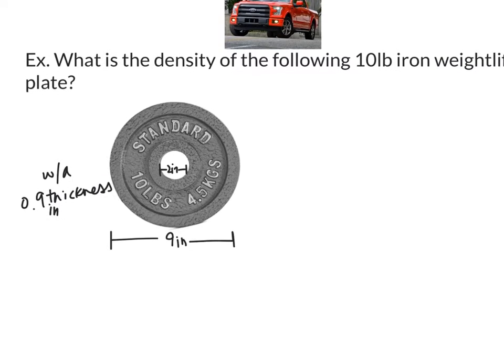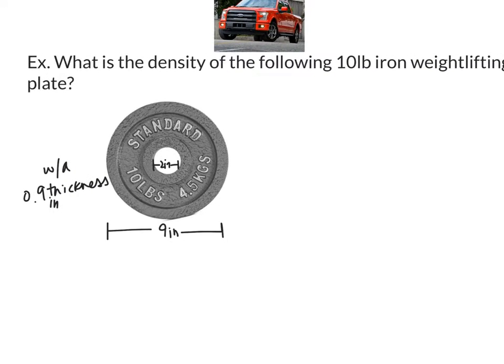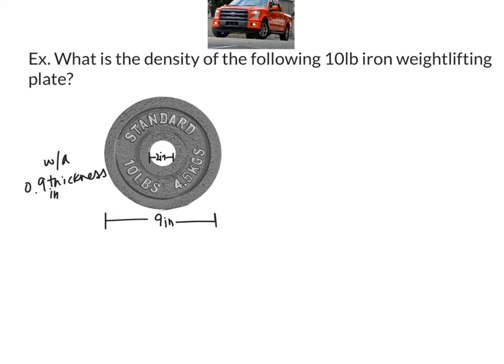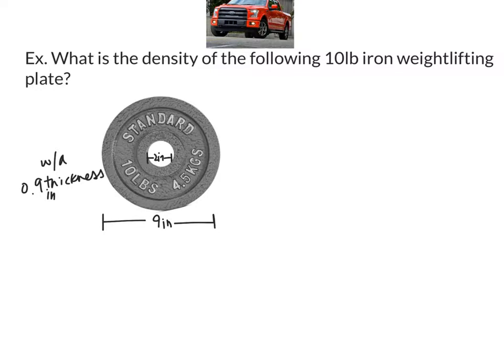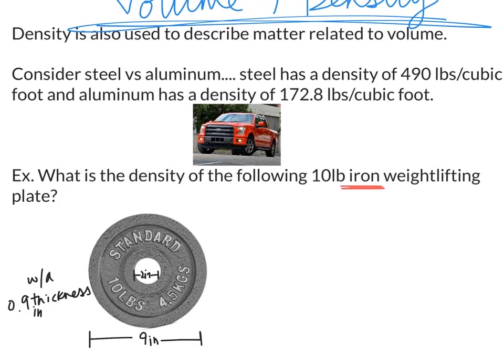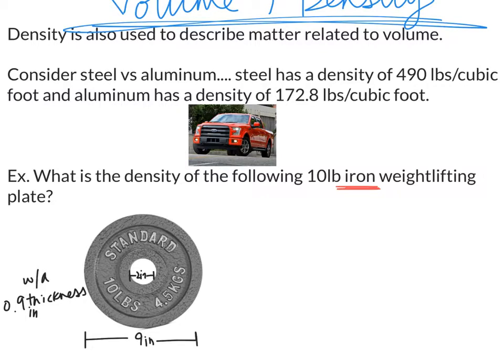We're going to calculate the density of a 10-pound iron weightlifting plate. If we're just talking about the difference in elements, this is made of iron, so we're basically calculating the density of iron. And notice that the other ones, if you zoom up, hopefully you took notes on those, but I'll scroll back to that. Notice that these densities are given in pounds per cubic foot.